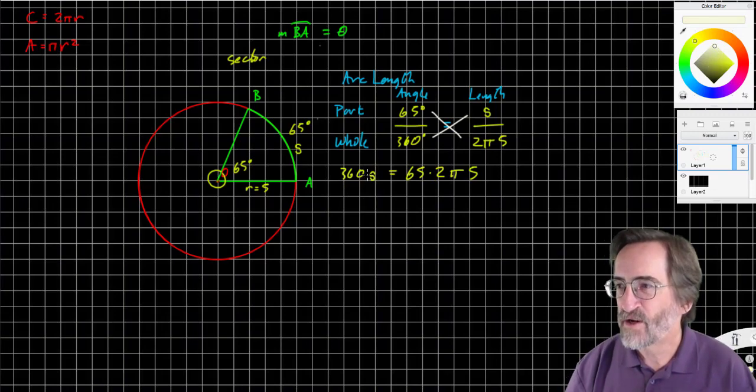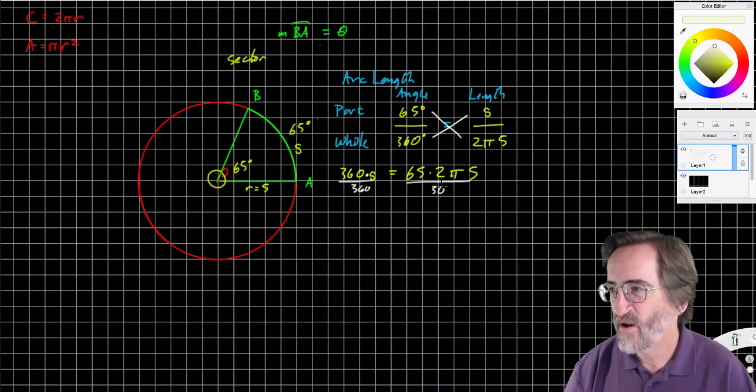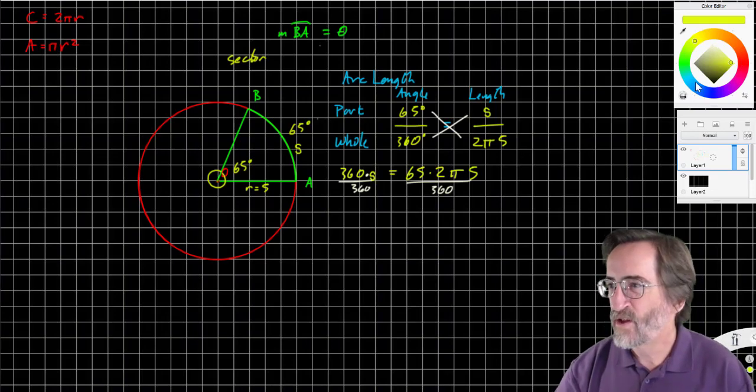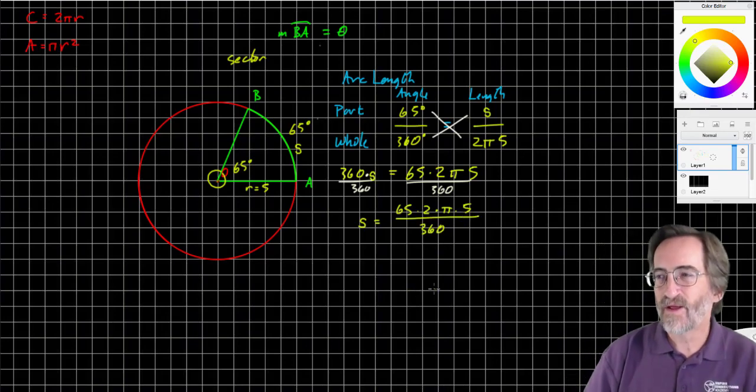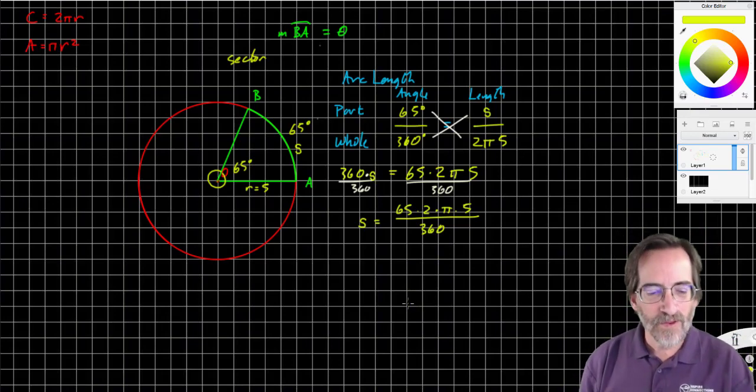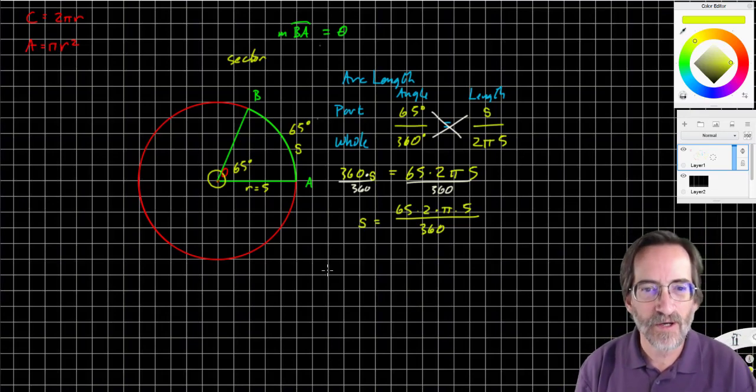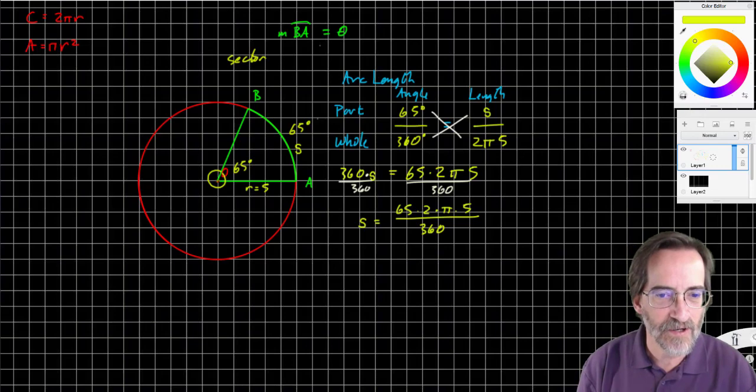The opposite of multiply 360 is divide 360. And so we get this formula. The arc length is 65 times 2 times pi times 5 divided by 360. Okay, there we go. Then this is a formula I can put in on Desmos. Let me try it here.